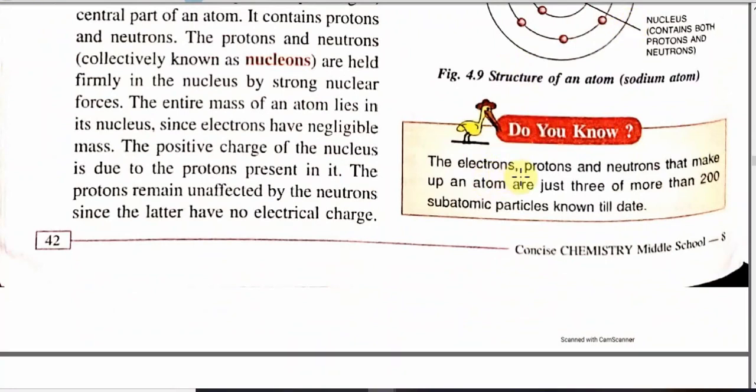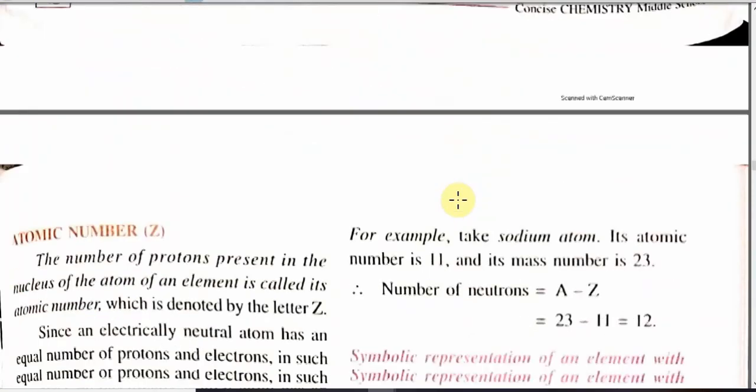The electrons, protons and neutrons are only 3 names. If you go to class 11 and 12, you will study about 10 more particles, and scientists have discovered 200 subatomic particles to date. So students, till class 10 you are concerned with only 3. In class 11, 12 you are concerned with 12 or 13. But at a later stage, if you study engineering or do research, you will learn about 50 more particles.